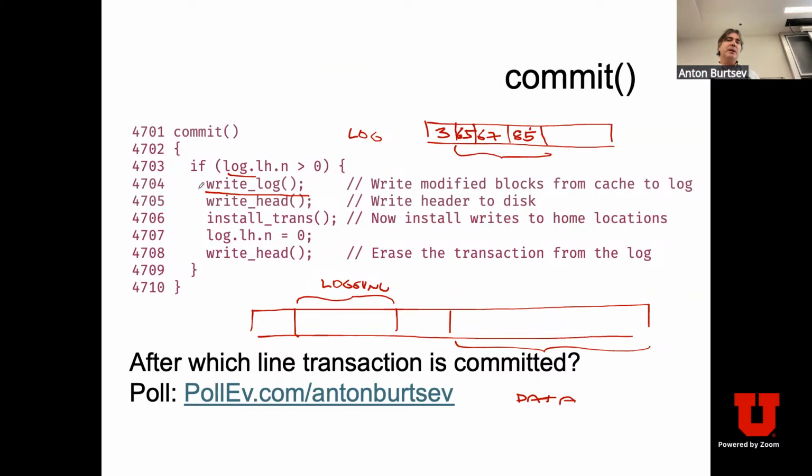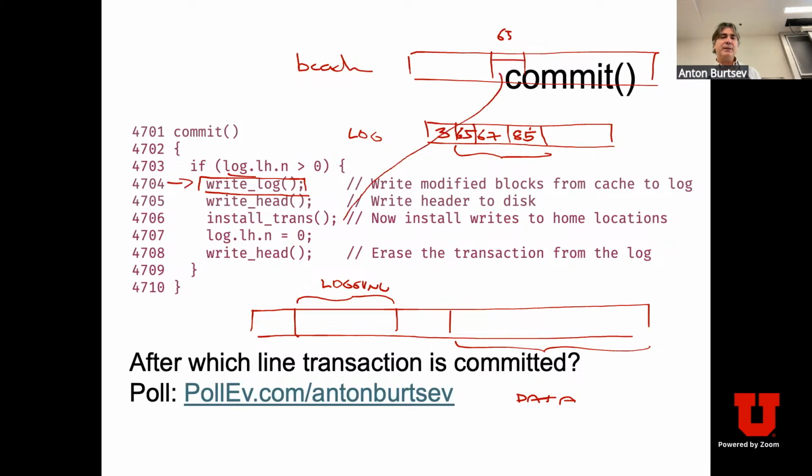What we did here, write log: we said, okay, I'll take block 65 from the buffer cache. We also have the buffer cache data structure, bcache. We figure out that 65 is cached somewhere here, and we write this function, write log. This function copies this 65 into this logging area, so it's the actual data of 65. Then it goes and writes 67 and writes 85 here, right?